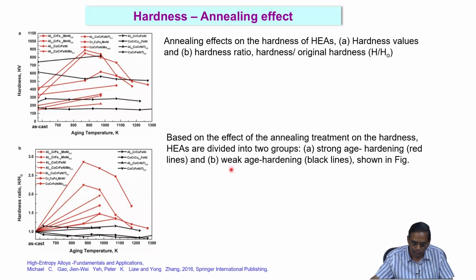And some of them are weak age hardening. That means they do not respond to the annealing effect. That means they don't form any significant secondary phases which will contribute to this precipitation hardening effect. Okay. So, this is one classification where you can look at the basic property of a high entropy alloy just by measuring the hardness and the annealing effect.